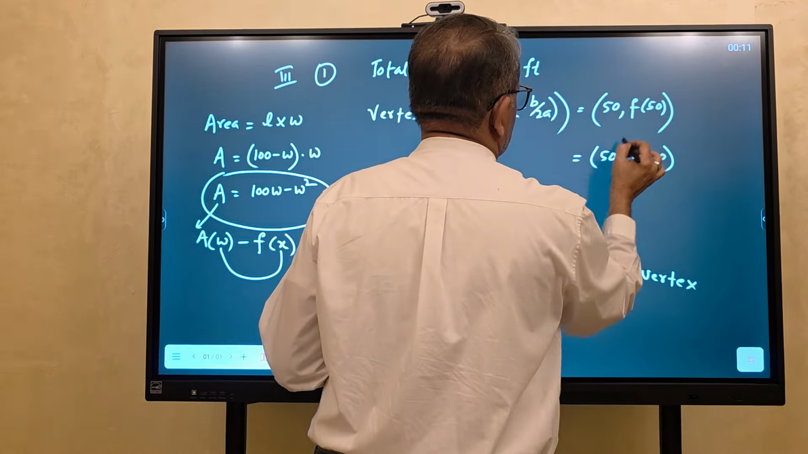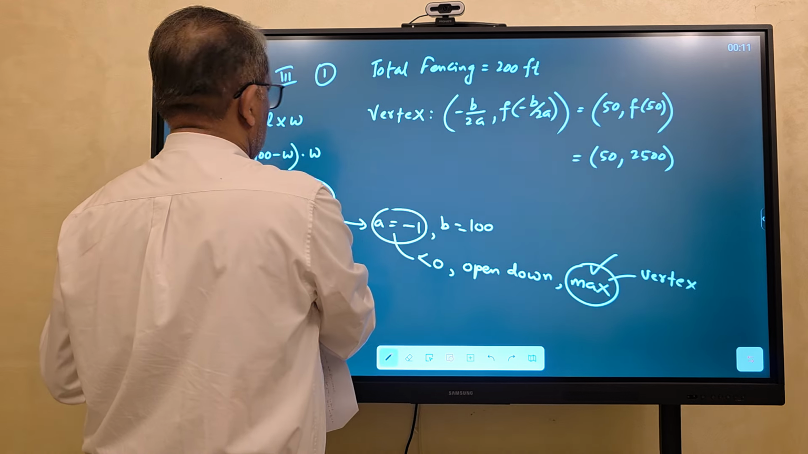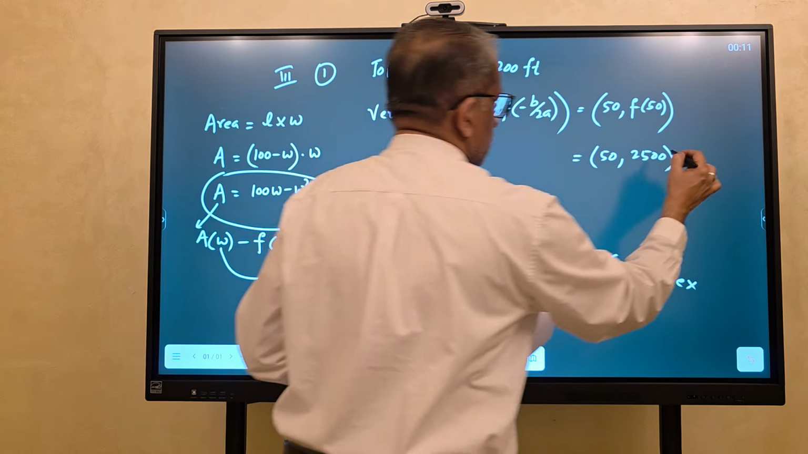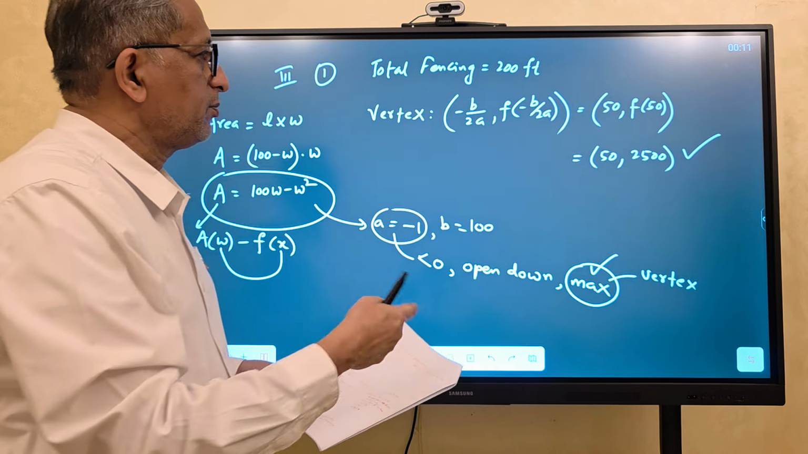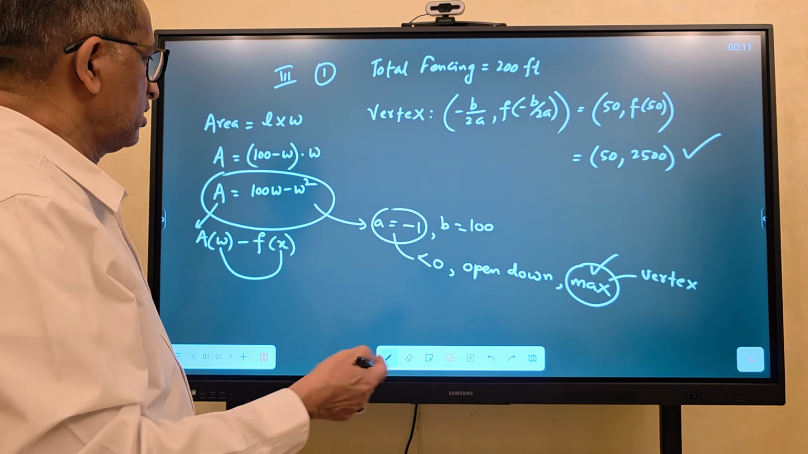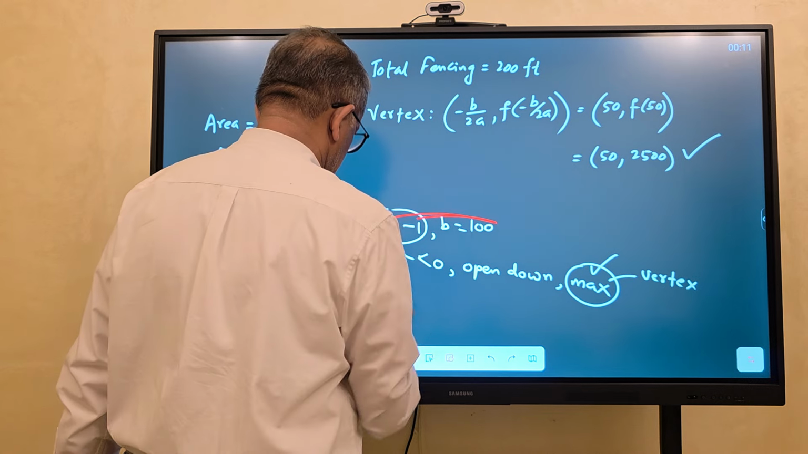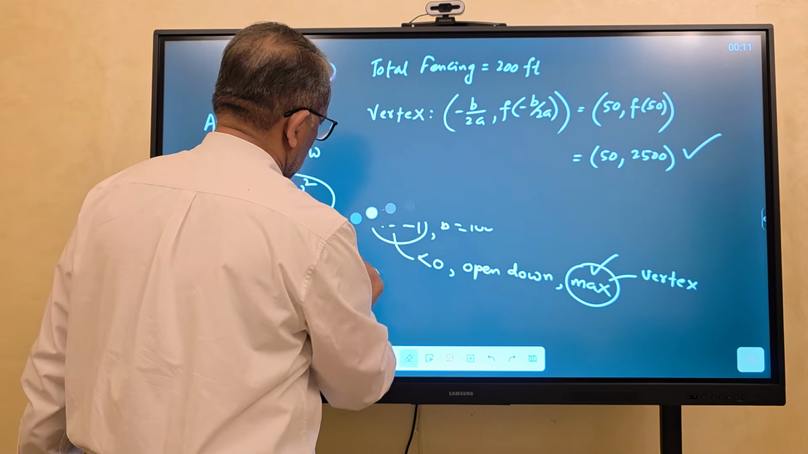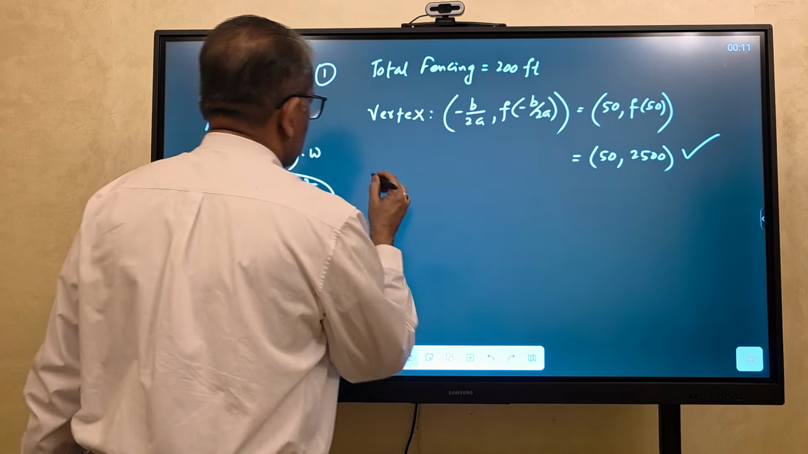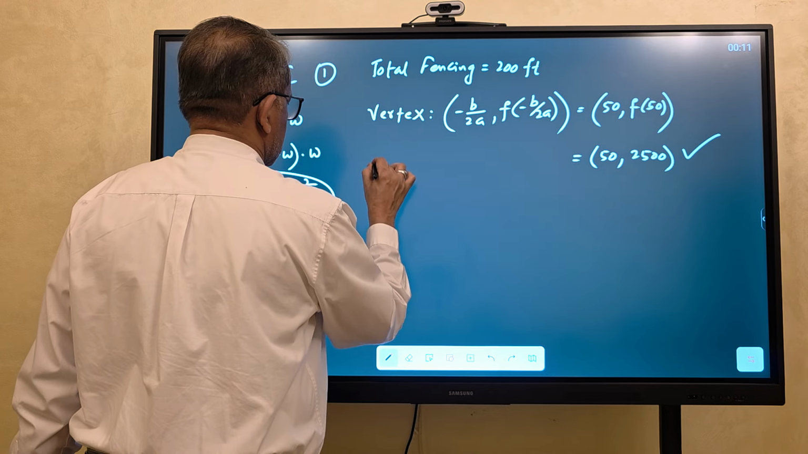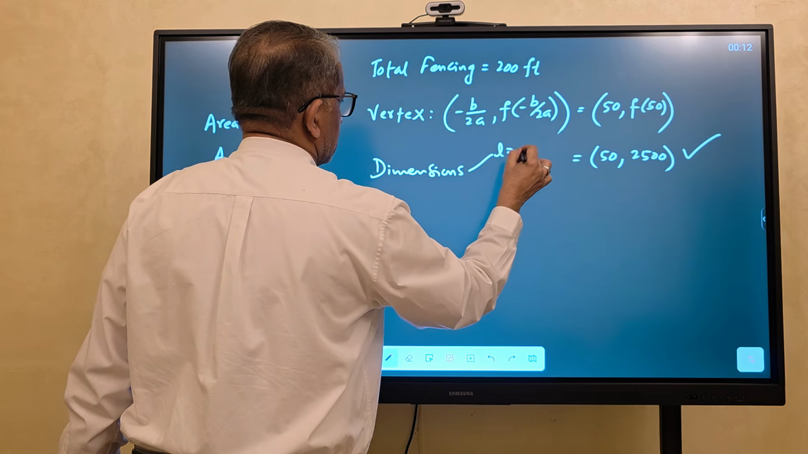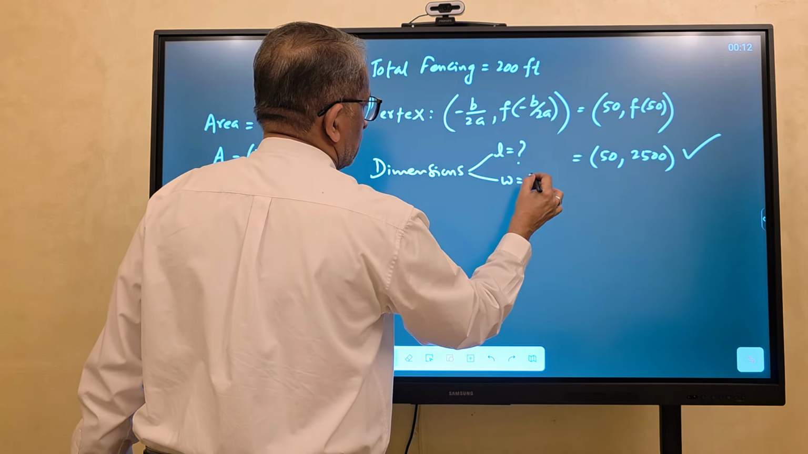Put w equal to 50 in this, I will get 2500. So this is what we call the maximum area. So what's your question here? What is your dimension? The question is, you are asked to find the dimension of the rectangle. Dimension means, that is, what is L and what is W.